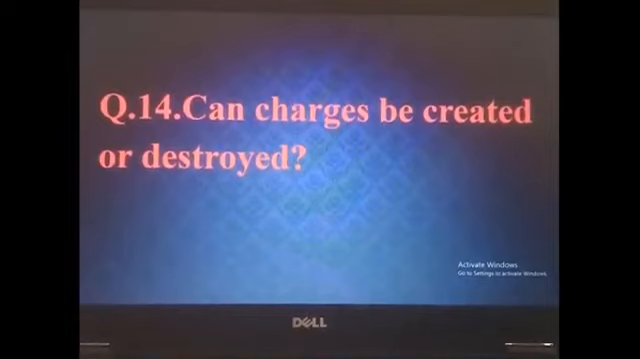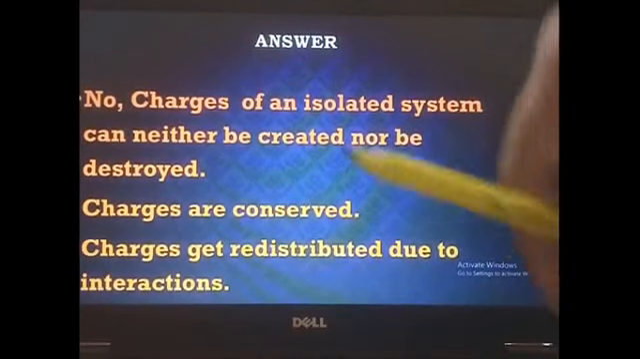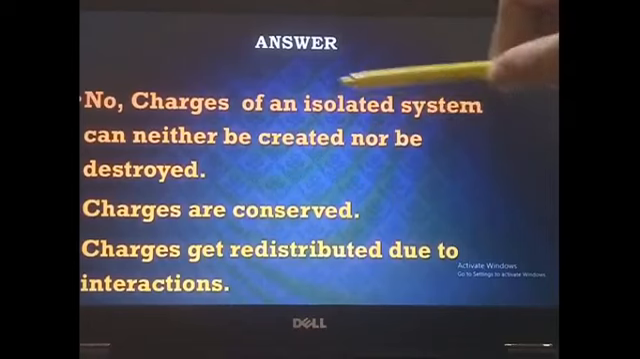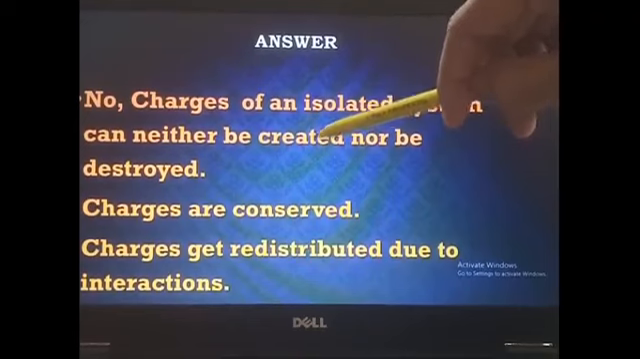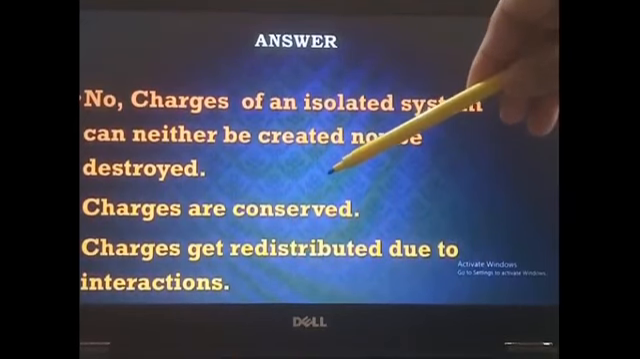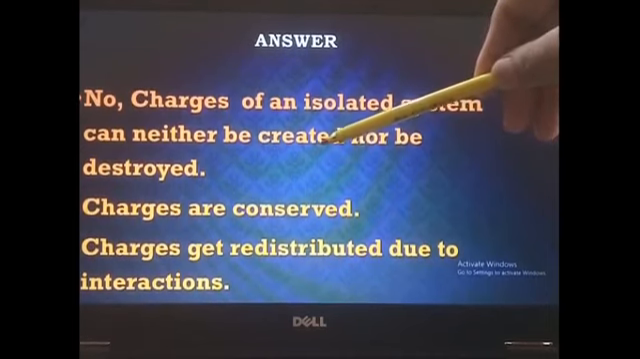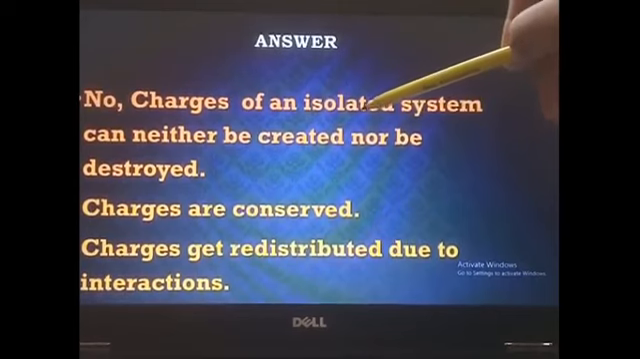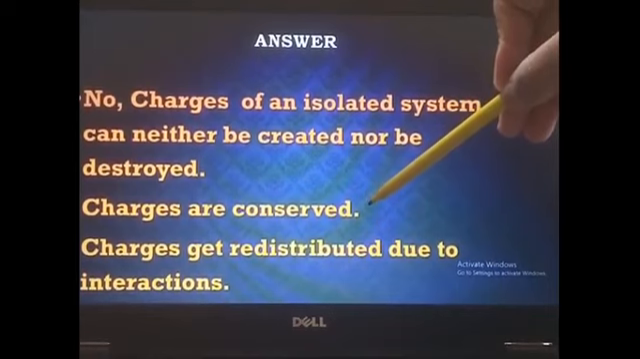Question number 14 is, can charges be created or destroyed? So the answer to this question is no. Charges of an isolated system, remember, isolated system, can neither be created nor be destroyed, because we know that in an isolated system the number of charges will remain the same. Only the redistribution is occurring in an isolated system, because the charges are conserved in nature.